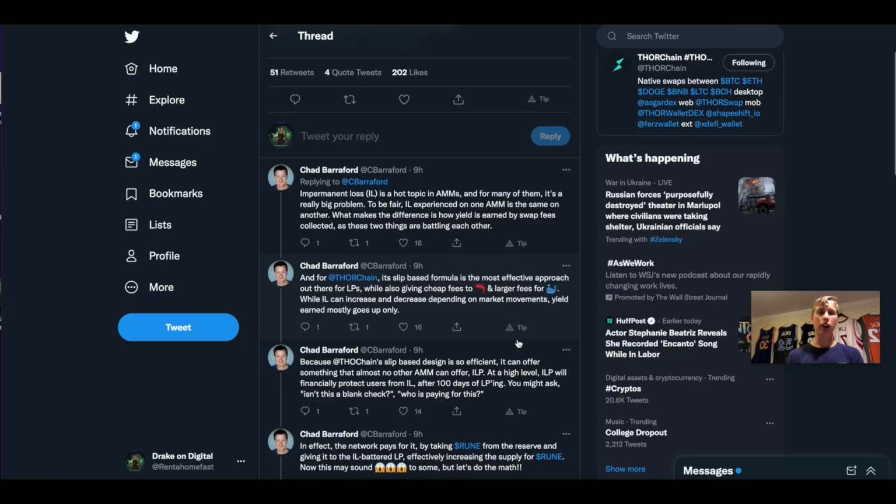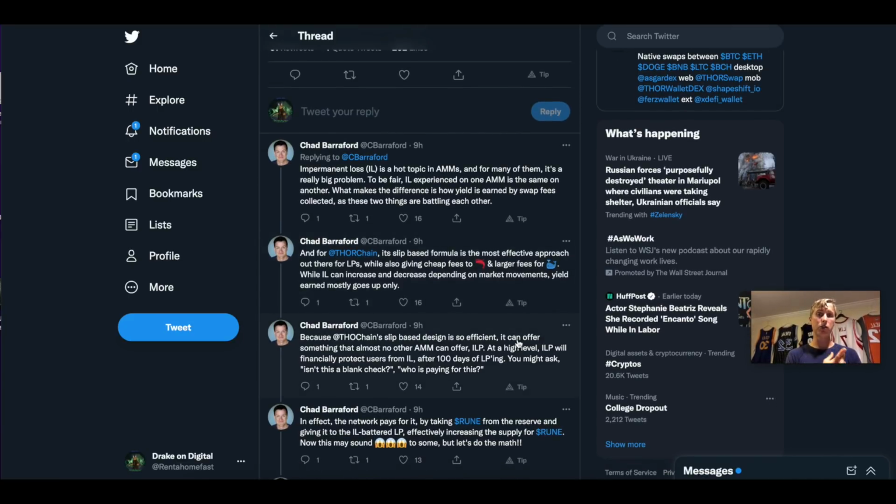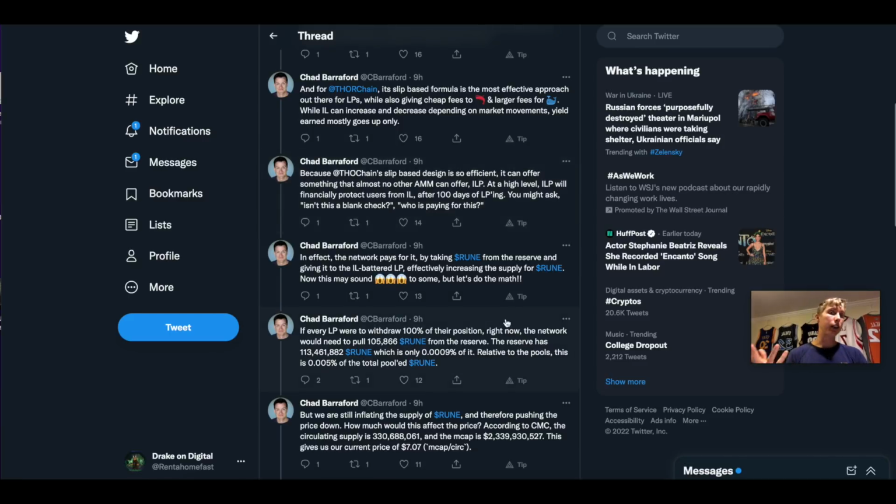This is helping to give cheaper fees to the shrimps and larger fees to the whales. That way it's fair for everyone. So this is one of the income revenue sources for the impermanent loss protection.